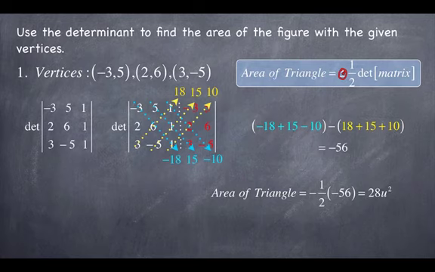I use the plus whenever my answer is positive. I use the negative when my answer is a negative number. So in this case, since this is a negative number, I'm going to multiply by -1/2. And the answer is 28 square units. Let's move on to number 2.